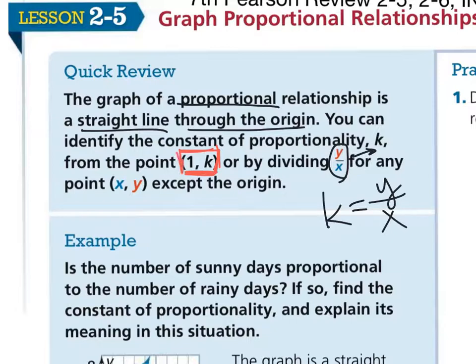That's our unit rate point, if it's 1 something, because what happens when you divide the y divided by the x, if you do k divided by 1, you get k. So whatever that y value is, if it's 1 something, whatever the something is, that's your k value.